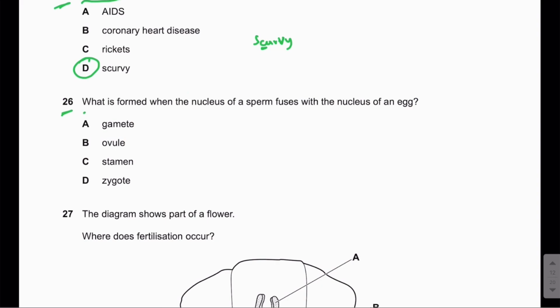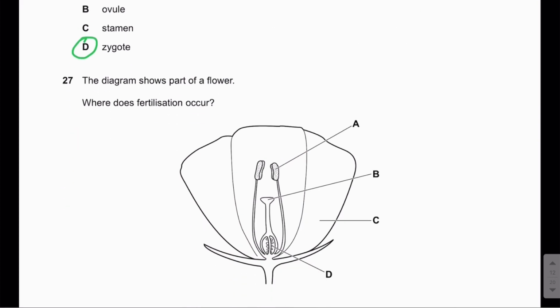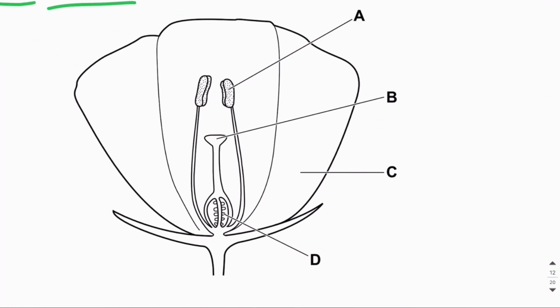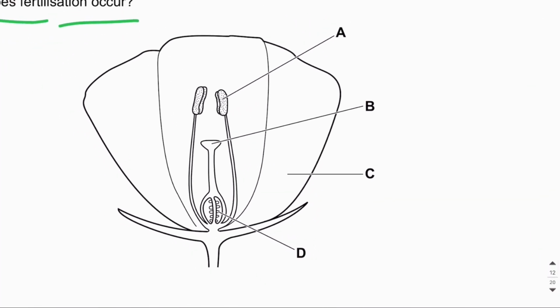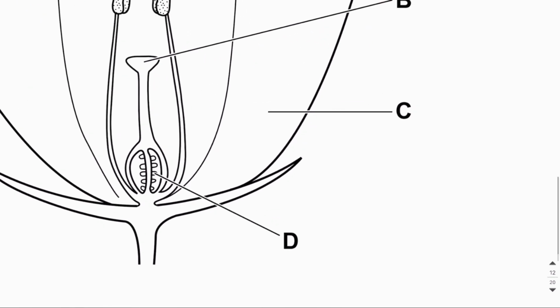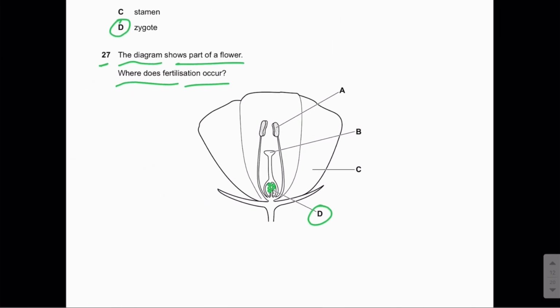MCQ number 26. What is formed when the nucleus of a sperm fuses with the nucleus of an egg? So, guys, zygote is formed when the sperm fuses with the egg. MCQ number 27. The diagram shows part of a flower. Where does fertilization occur? So, you should know that, guys, in flower, the fertilization occurs at the ovule. So the answer is D. These are the ovules inside the ovary, and these are the sites of the fusion of male and female gamete, that is fertilization.